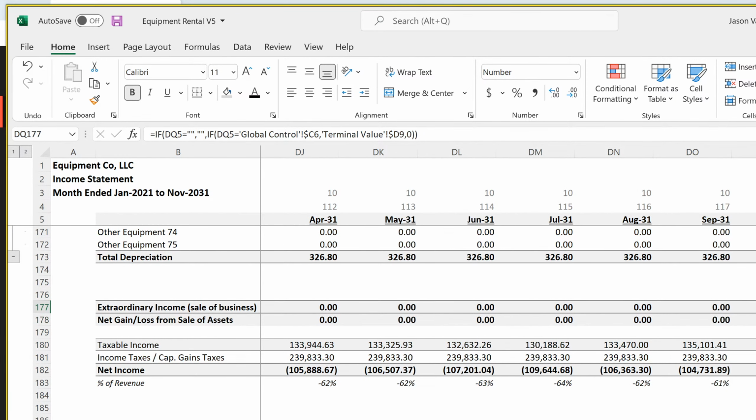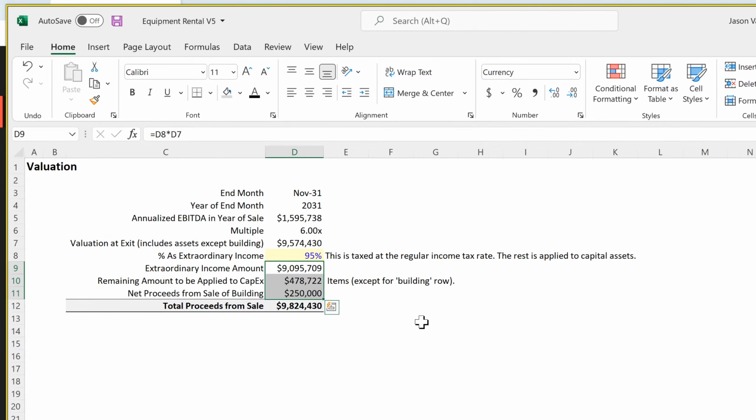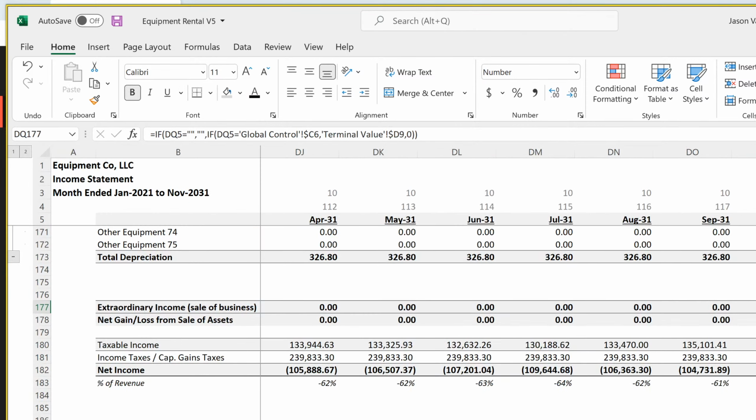So sale to business here, 9,095,000. We can check that off here. Yep. And then 728 for rest. Okay, so what's this out by? This is just a net gain or loss, so this is just used for tax purposes here.